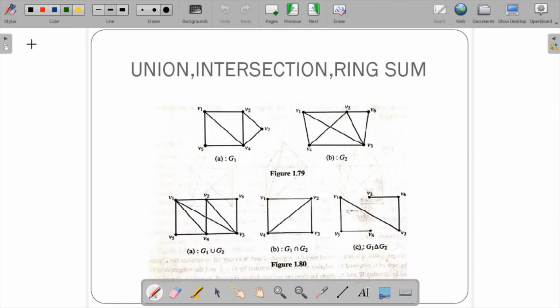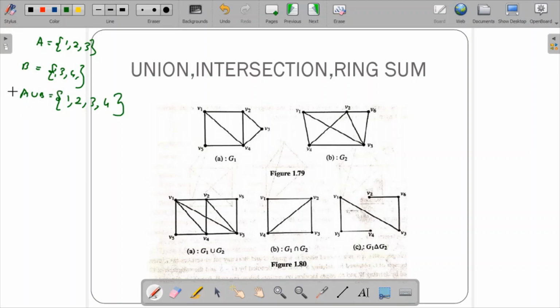So basically union is nothing but, you already know the concepts of union in sets. For example, if A is a set with 1, 2, 3 and B is a set with 2, 3, 4, then A union B is nothing but 1, 2, 3, 4. Similarly, the concept is in the graph.